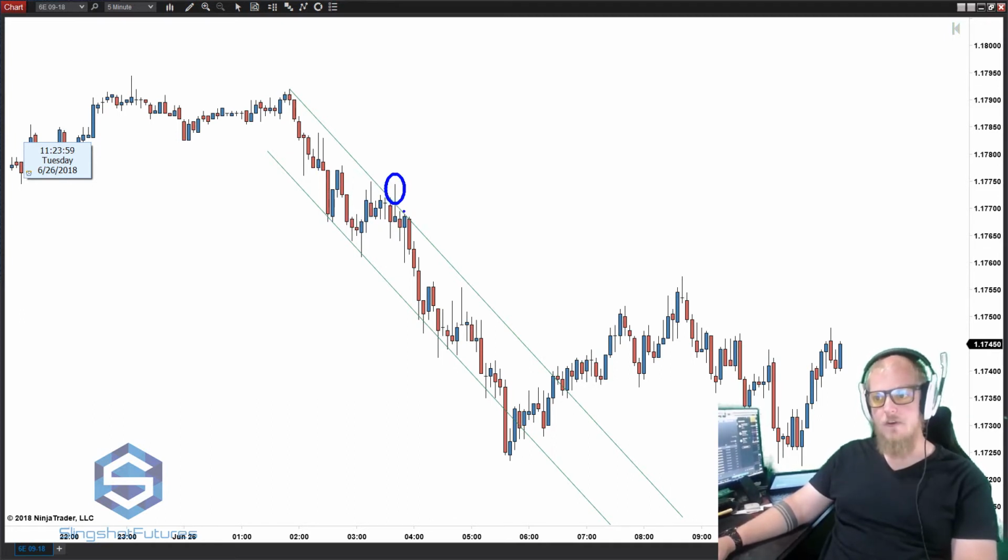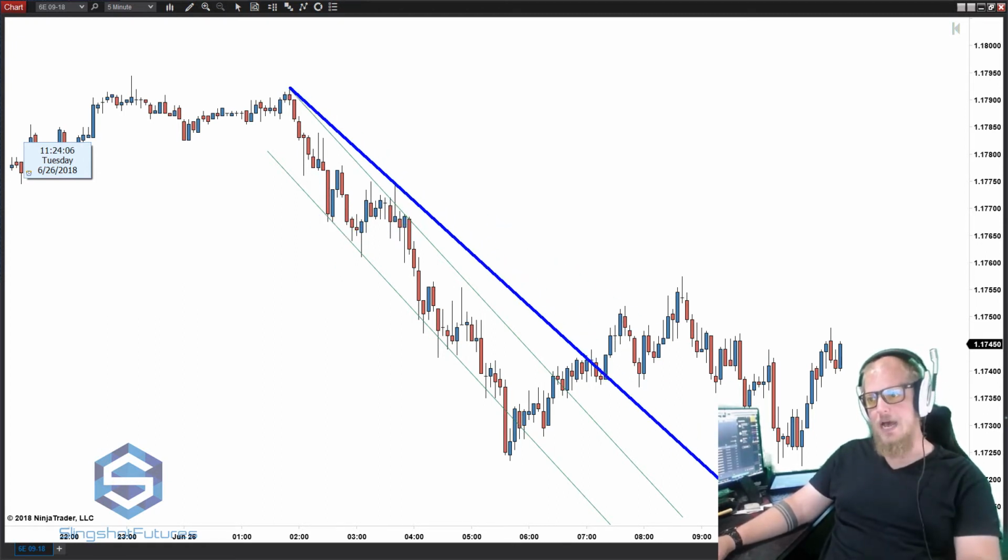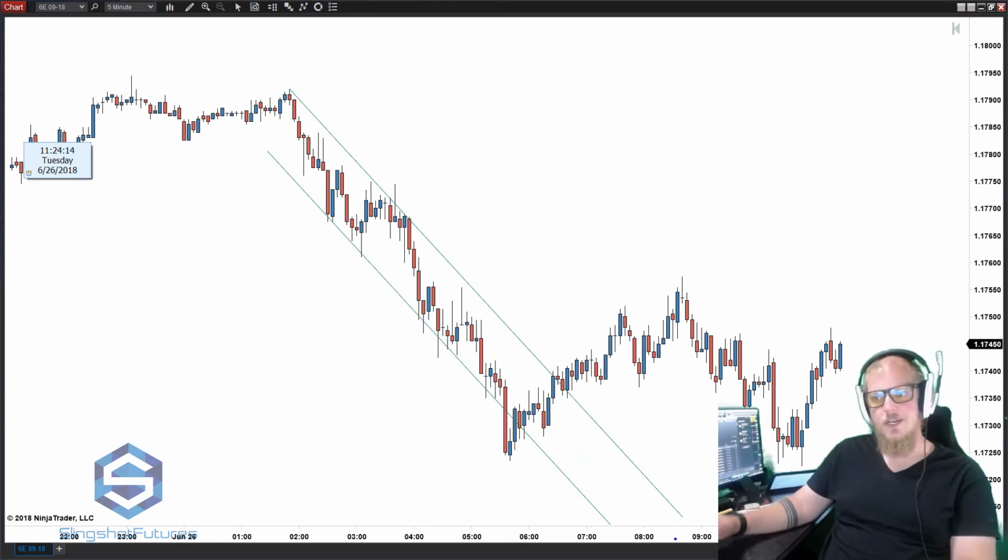Sure, it wicks outside of it, but all the opens and closes are inside of it, and that's the part that I care about, because drawing a channel like this, way out in the middle of nowhere, you might find some response there, and in fact it did find a response there, but then when you try to draw the lows, nothing really looks that good, nothing holds. It's just kind of a gross way to draw it. You can, it's just not my preference.